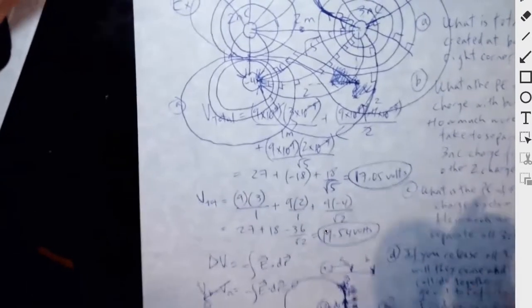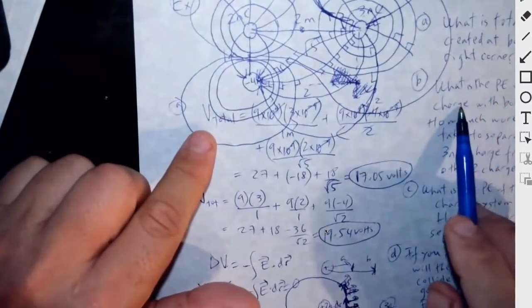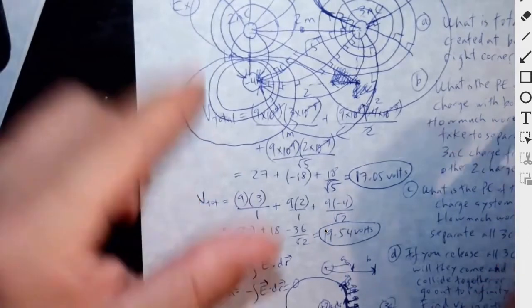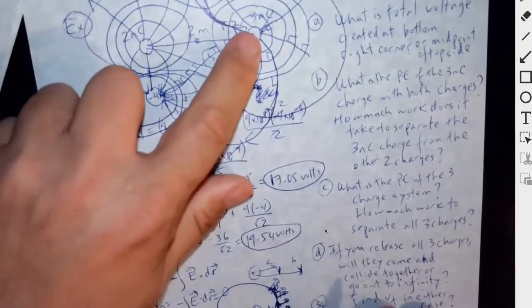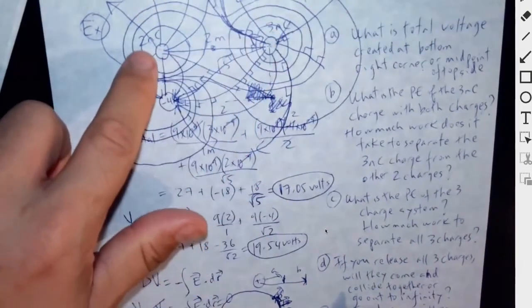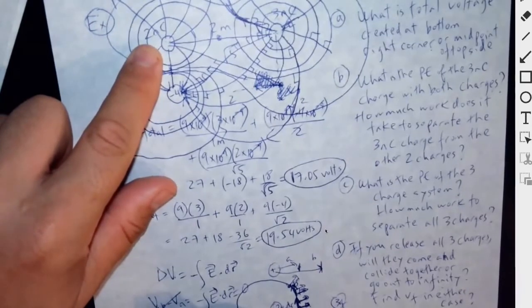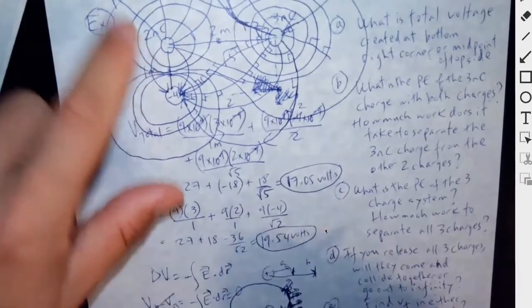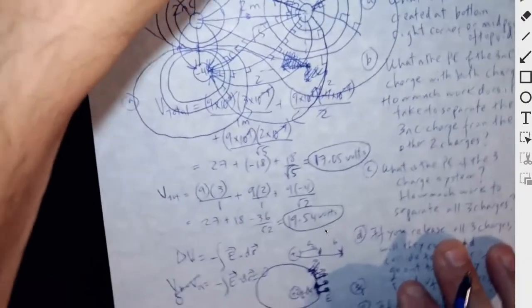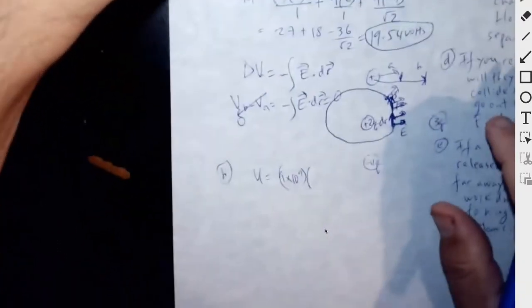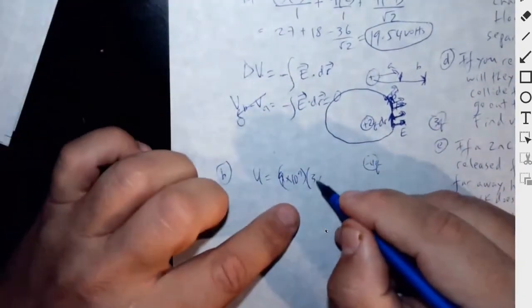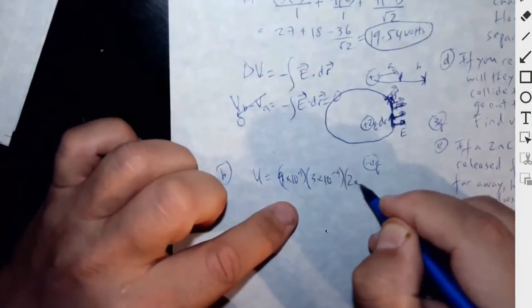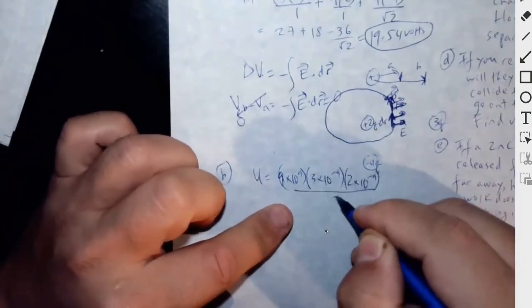Okay. Let's go to question B. What is the potential energy of the 3 nanocoulomb charge with both charges? So how do I find that? The potential energy that the 3 has with the 2 is going to be what? 9 times 10 to the 9th. And then what's the distance between the 3 and the 2? Let's see, the 3 and the 2, the distance is 2 meters, right? Those are the top two.